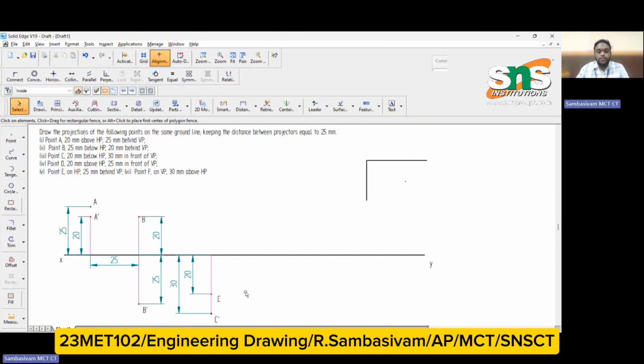The remaining two problems I have given as practice problems. You will be able to understand the difference and how it has to be drawn in the future. I hope everybody has understood the different types of projection of points in different quadrants. The remaining two problems are for you to work out. If you need it, I can post that video also.